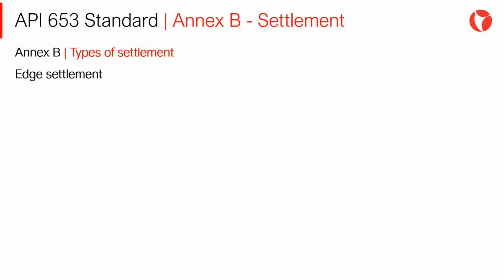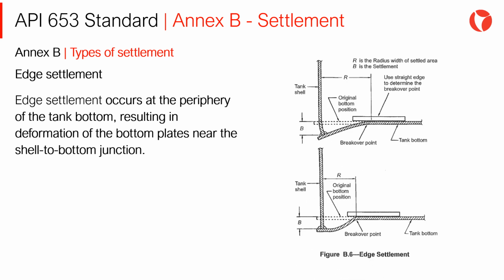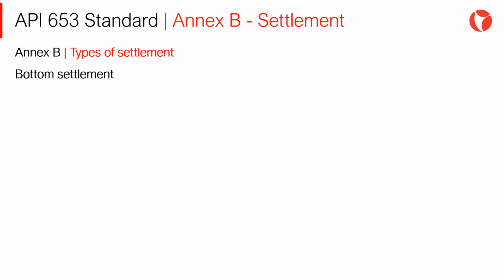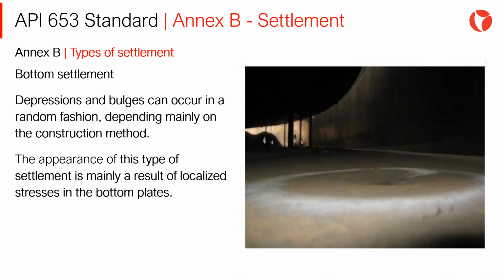Edge settlement. Edge settlement occurs at the periphery of the tank bottom, resulting in deformation of the bottom plate near the shell to bottom junction. Bottom settlement. Depressions and bulges can occur in a random fashion, depending mainly on the construction method. The appearance of this type of settlement is mainly a result of localized stresses in the bottom plate.